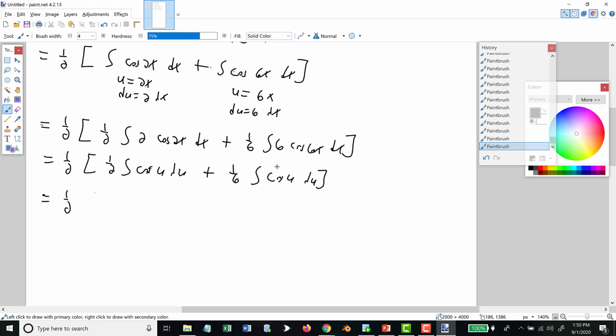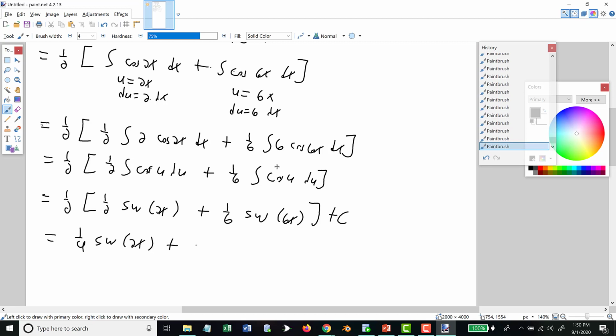So that's 1/2 times 1/2 sine, and this u is 2x, plus the integral of cosine is sine. So this becomes sine of this u, which is 6x, plus c. Multiply the 1/2 through, and I get 1/4 sine of 2x plus 1/2 times 1/6 is 1/12 sine of 6x plus c. And that'd be my answer.